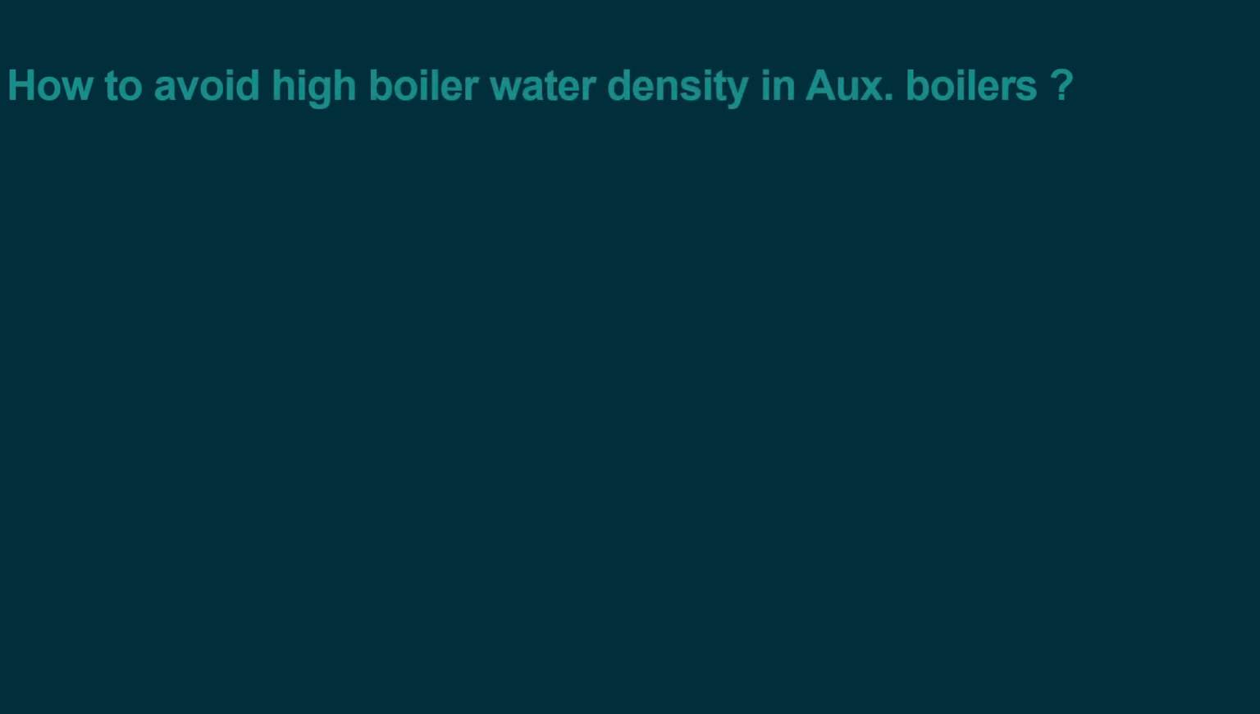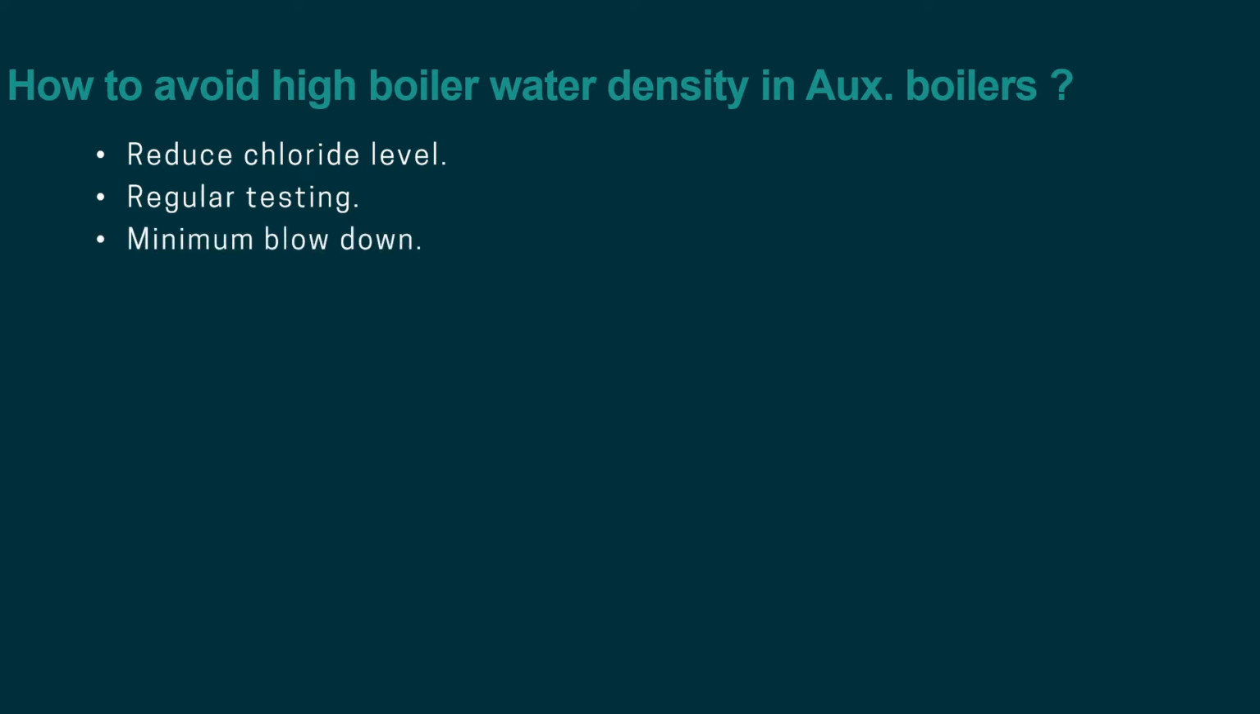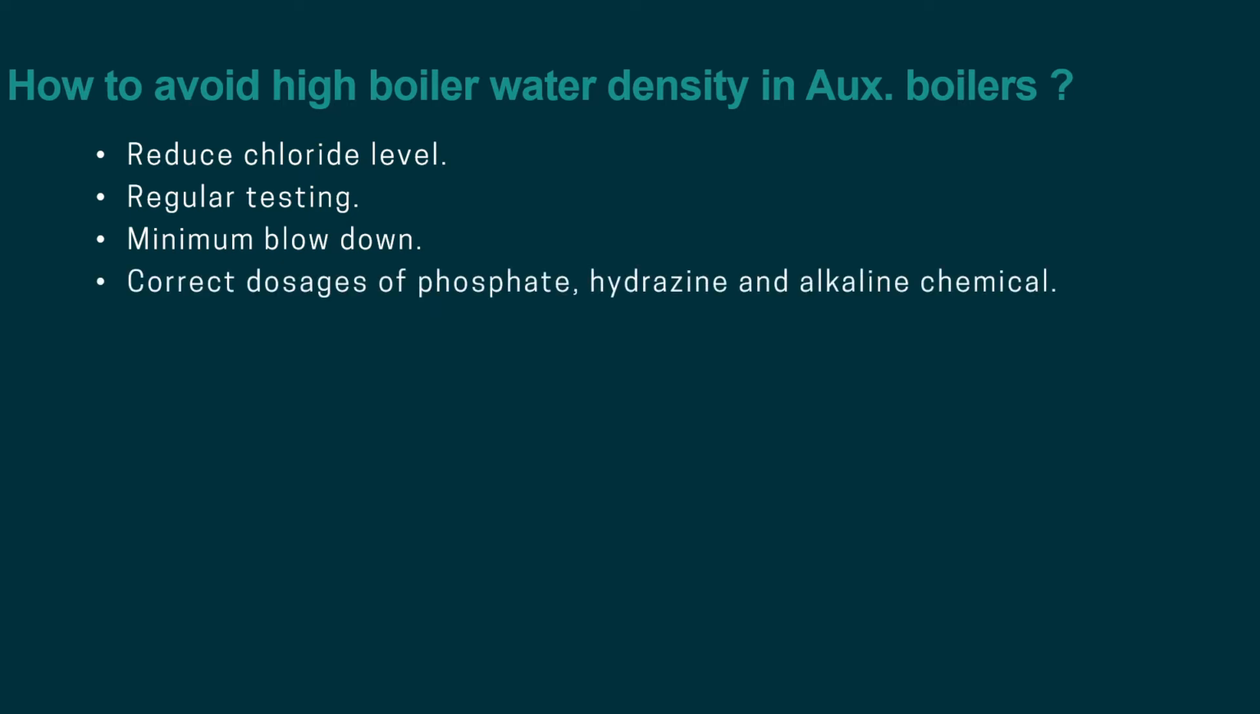How to avoid high boiler water density in auxiliary boiler: reduce chloride level, regular testing, minimum blowdown, correct dosage of phosphate, hydrazine and alkaline chemical.